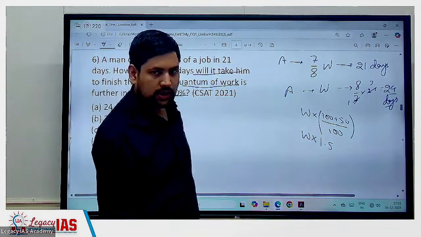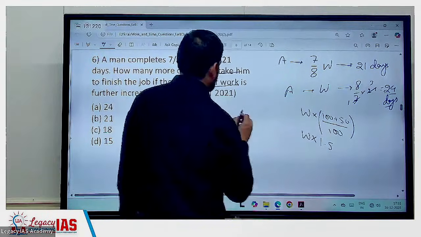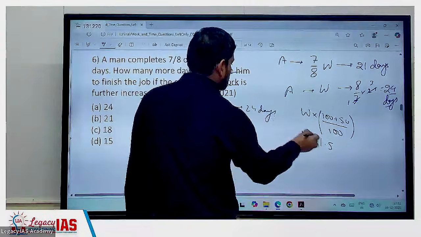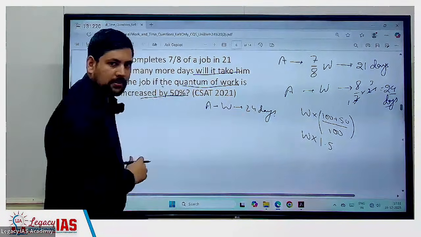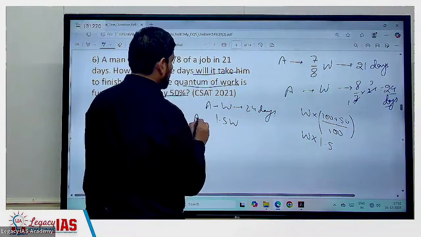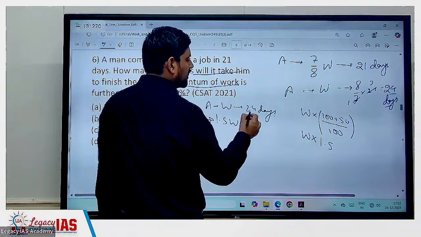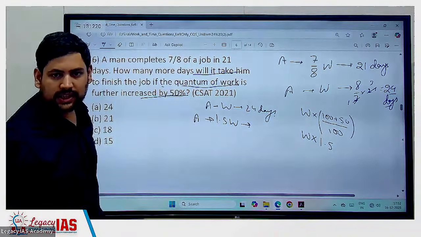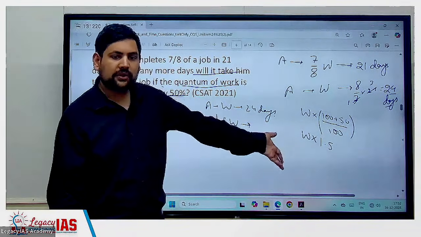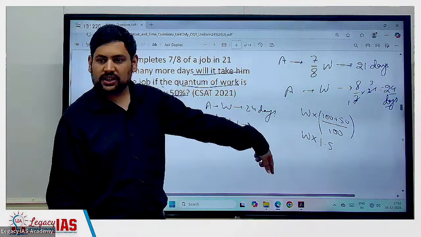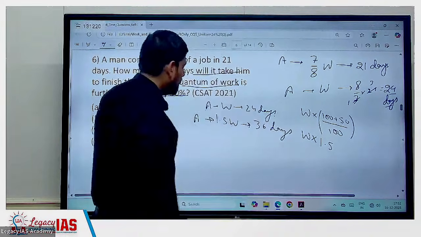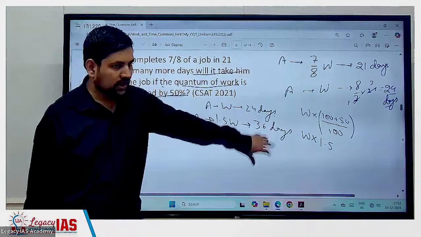Correct? This I want. Now, but the equation is W work is done by A in 24 days. Now, if I want 1.5 to be multiplied here, I will have to multiply here also. Correct? So 1.5 W. A will do 1.5 W work in how many days? 24 into 1.5. What that will be? 36. 24 plus half of 24. Half of 24 is 12. 24 plus 12 is 36. So this is 36 days. That means A can do this 1.5 W work in 36 days.